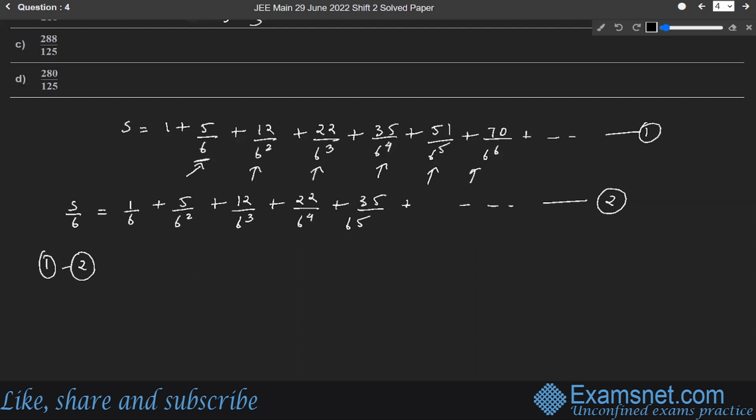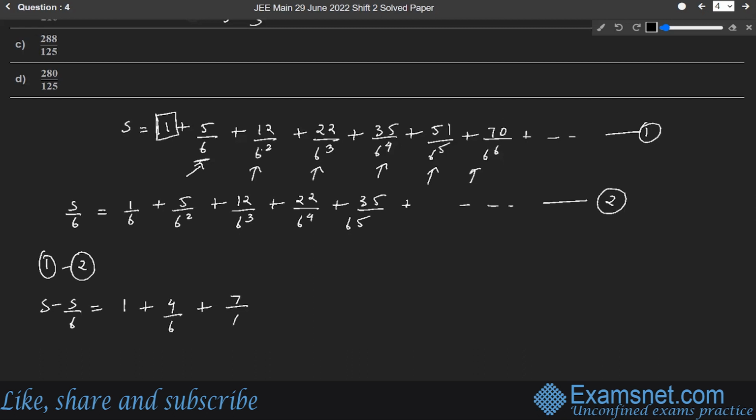So S minus S by 6 is equal to, see, this 1 is a different number. Except 1, all the terms are fractions. So we write 1 as it is. Then the fractions that have the same denominator, we subtract them. For example, 5 by 6 minus 1 by 6. So it is 4 by 6. Then next is 12 by 6 square minus 5 by 6 square.